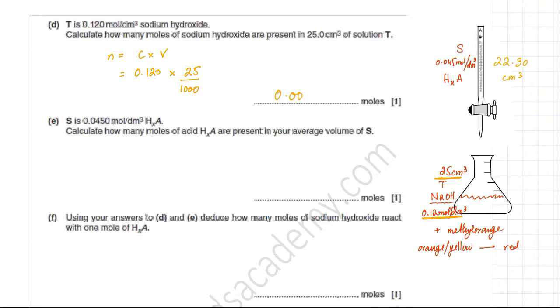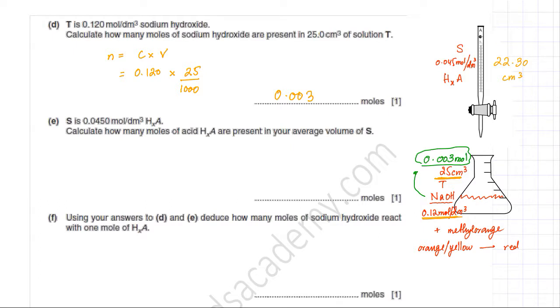So 0.003 moles. That is the amount of NaOH present in this flask. So the amount of NaOH is 0.003 moles, and let's highlight that. That's the quantity of NaOH in this flask over here, 0.003 moles.